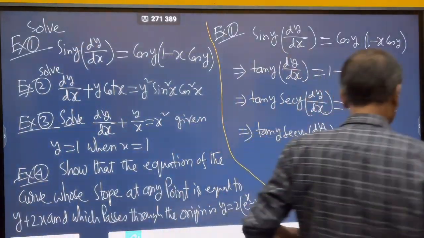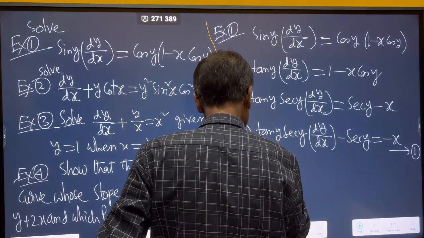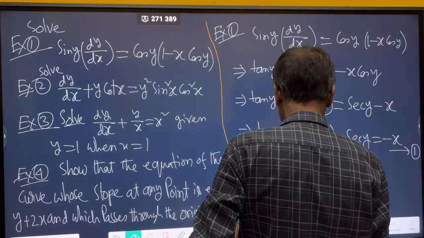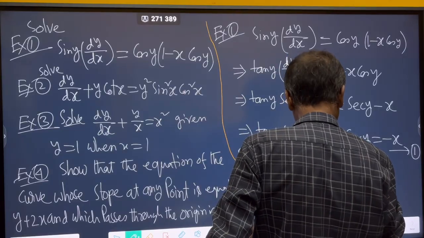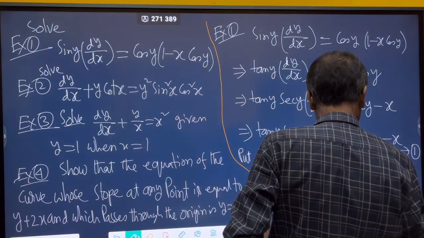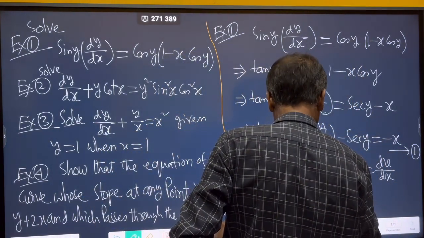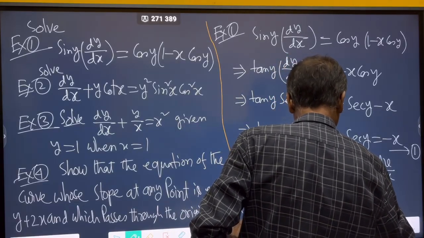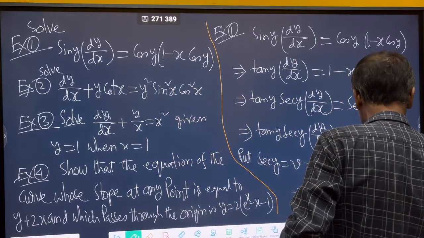Now put sec y equal to v. This means d by dx of sec y equal to dv by dx, which means sec y tan y dy by dx equal to dv by dx. You may write like this.